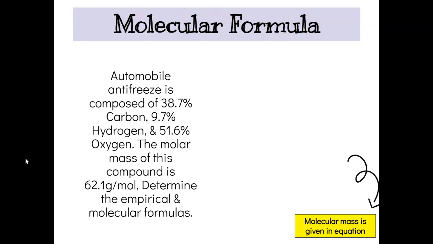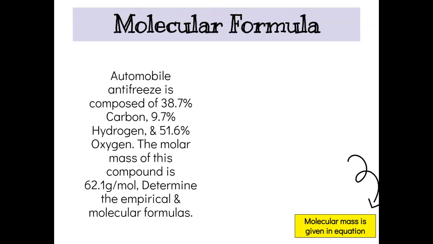Automobile antifreeze is composed of 38.7% carbon, 9.7% hydrogen, and 51.6% oxygen. The molar mass of this compound is 62.1 grams per mole. Determine the empirical and the molecular formulas.